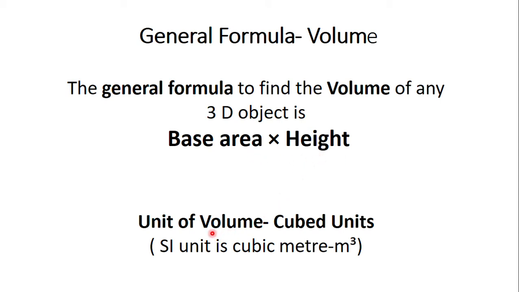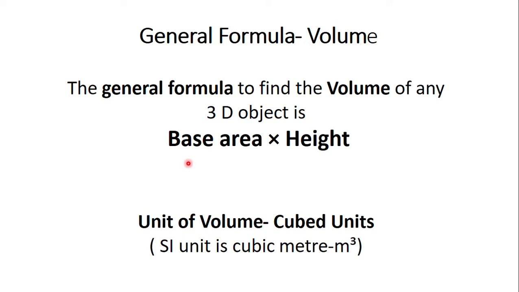So what can be its unit? Definitely it is meter square into meter, which is the SI unit of volume. So what is meter square into meter? It becomes meter to the power 3, which is cubic meter. So the SI unit of volume is cubic meter. We have a cubed unit. Suppose you measure in centimeter, the base area will be in centimeter square, into again a centimeter, which will give you cubic centimeter.